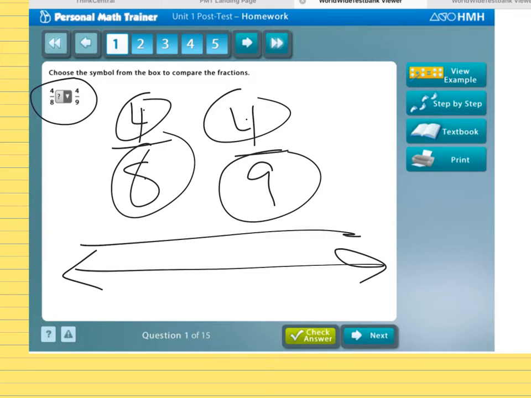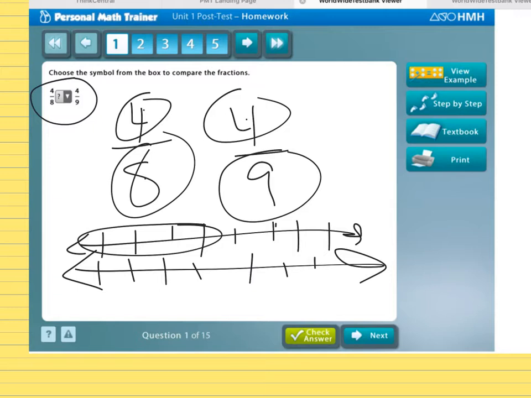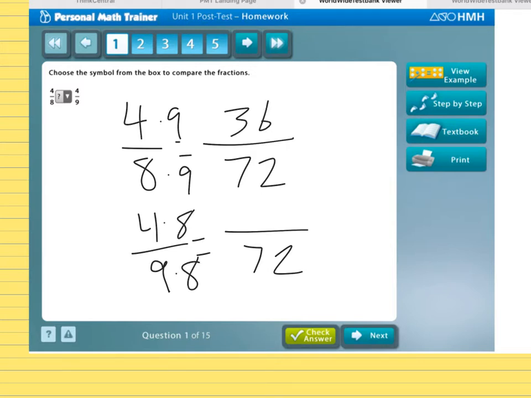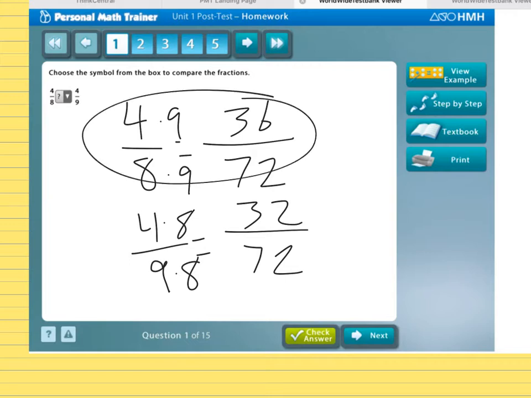So if you just draw two bars and draw like this, well, it's not accurate, but 4 pieces out of 8 will be greater than 4 pieces out of 9, just barely. So you can compare them using the size of the pieces. So I'm just going to go ahead and use a common denominator, multiply them by each other. So 8 times 9 is 72, 4 times 9 is 36, and 4 times 8 is 32. So you can see that 4/8 is going to be a little bit bigger than 4/9.